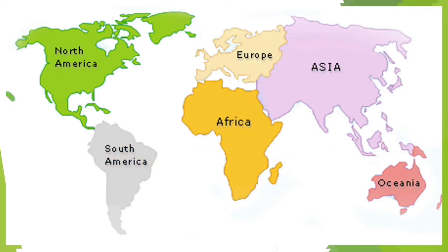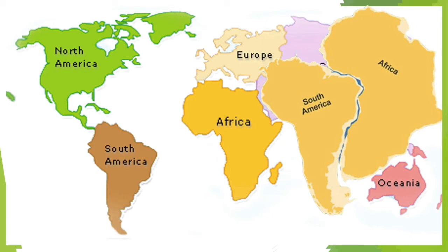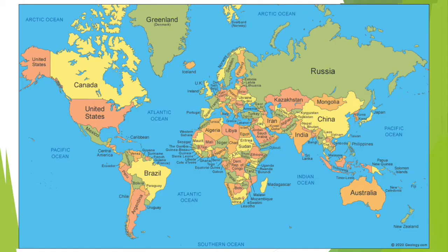Wegener said that all the continents are moving apart. He noticed that Africa and South America fit together almost like pieces in a giant jigsaw puzzle. He thought that all the continents might fit together this way. To support his theory, Wegener and his colleagues gathered evidence.